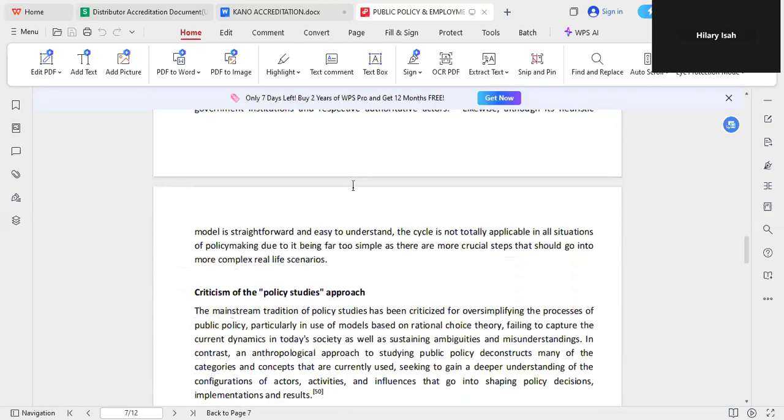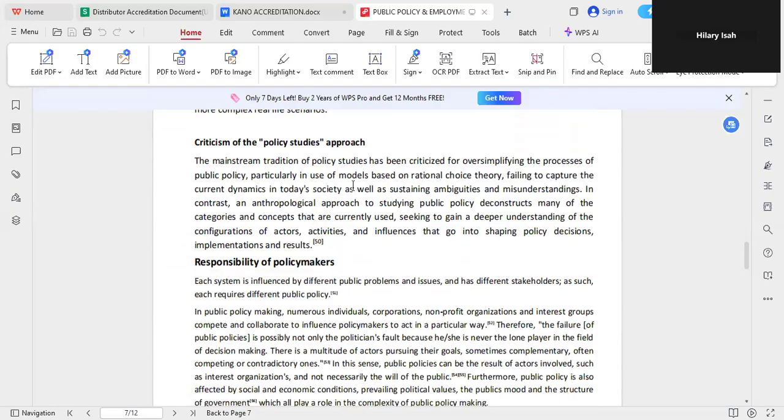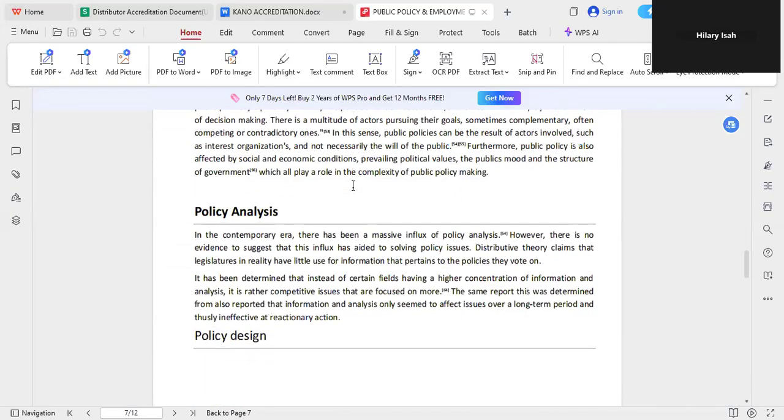Okay, then composition, criticism, and policy studies. Okay, so instead of spending the whole day doing a review, I've done a quick recap. So we're going to start looking at policy analysis.